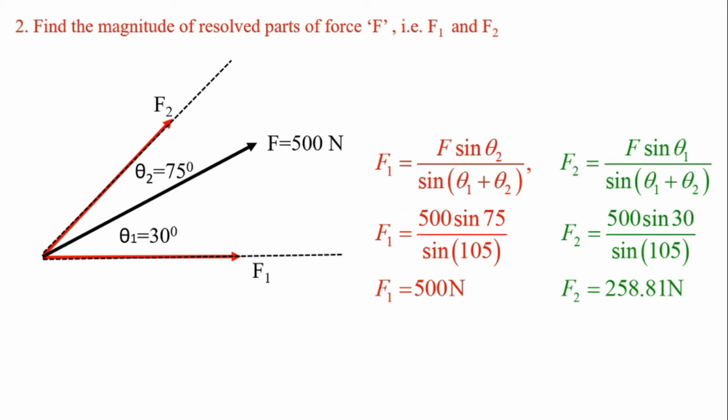So first F1 is calculated. F1 is equal to F into sin of theta 2. So F is 500 given, sin of theta 2, 75, upon sin of theta 1 plus theta 2. So this is F1, and in a similar way F2 is calculated. So this problem is straightforward. Force is given and its components are required. Theta 1 and theta 2 are also given.